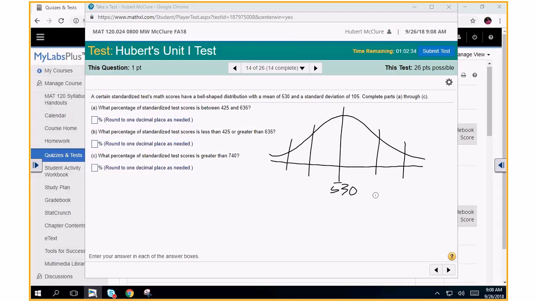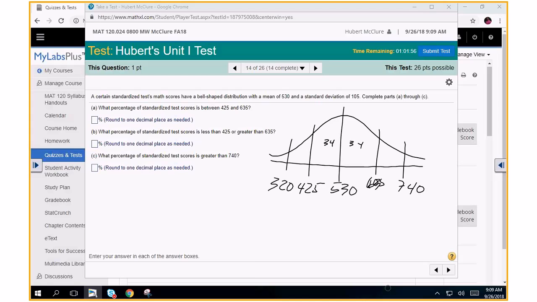530. They must be from California. 105 plus 530 is 635. And 635 plus 105 is 740. Okay, somebody subtract for me on this side. 425 and 320. Okay, now what does it say? What percentage of standardized test scores are between 425 and 635? Well, that's 34 plus 34, which is 68.